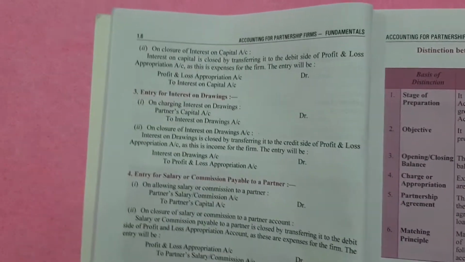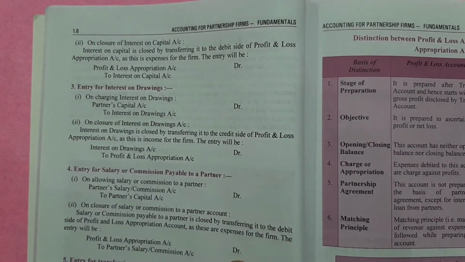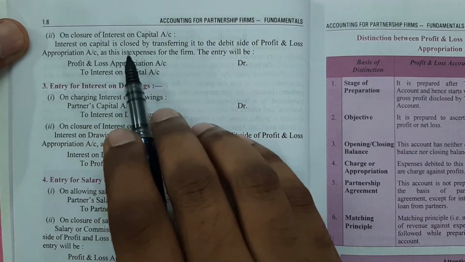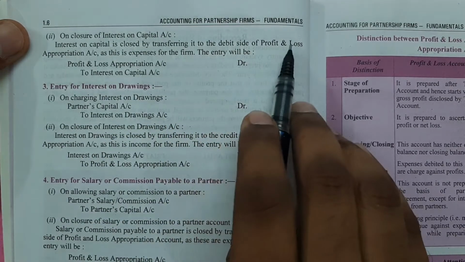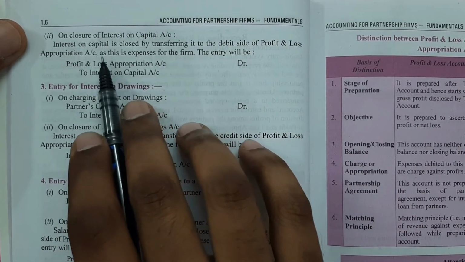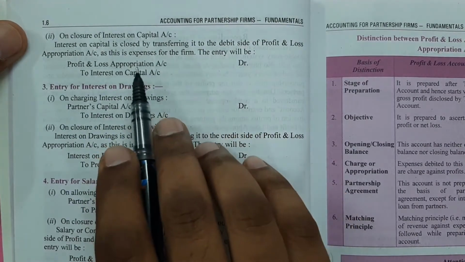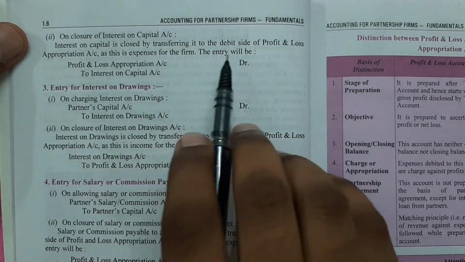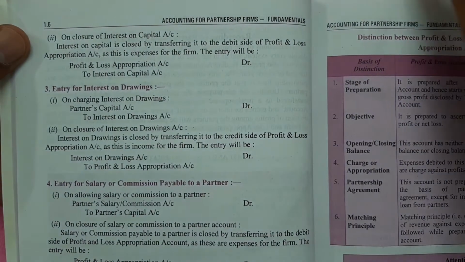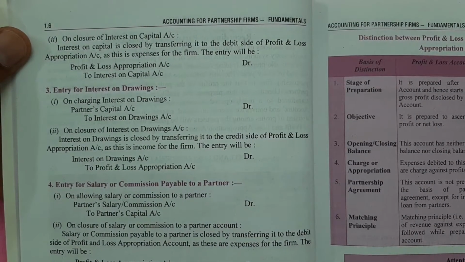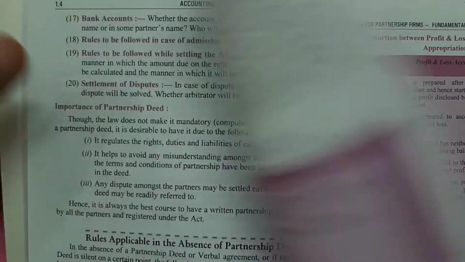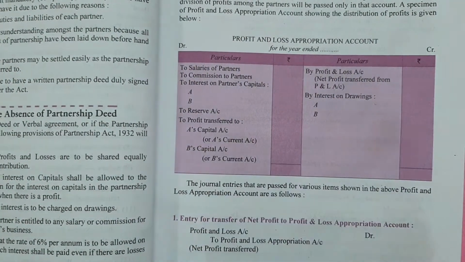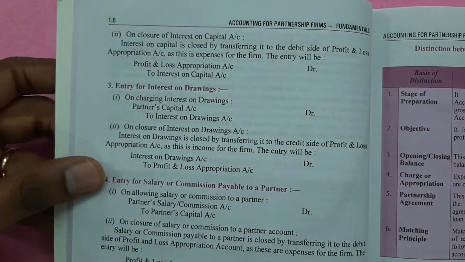Now next after that, on closure of interest on capital account, interest on capital is closed by transferring it to the debit side of the profit and loss appropriation account, as this is an expense for the firm. As I told you, it is an expense, so it will be written on the debit side. So we have PL appropriation account debited to interest on capital. Just now I told you that we have to write down all the expenses on the debit side. So here it goes as interest on partners' capital, which side? Debit side.